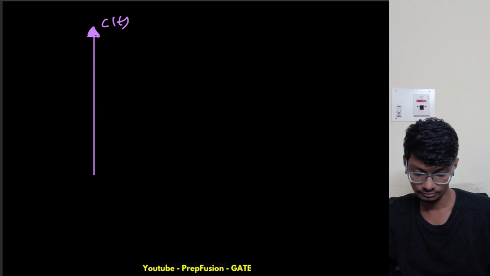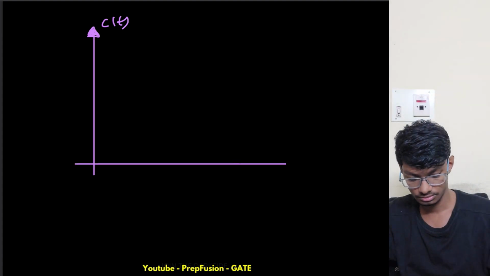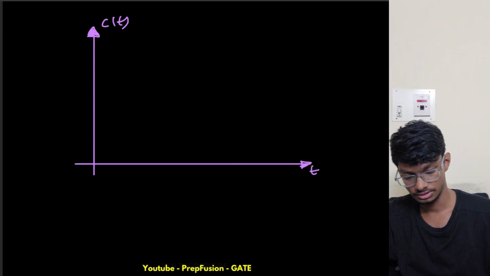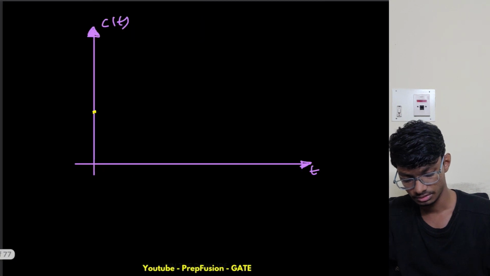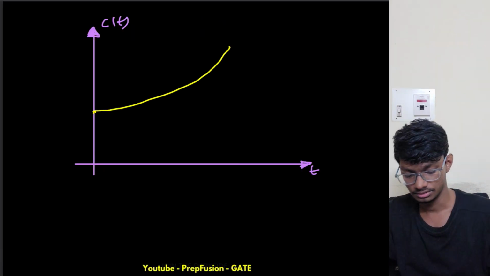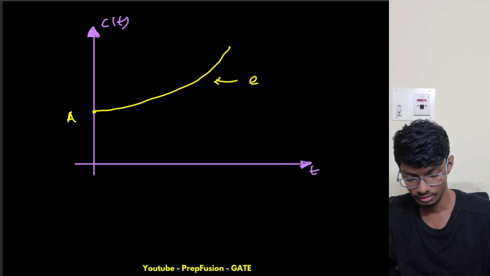This is c of t, this is my t. So I'm starting from somewhere here, from some constant value A. And then I'm going unbounded because it is not settling. E raised to power alpha t.